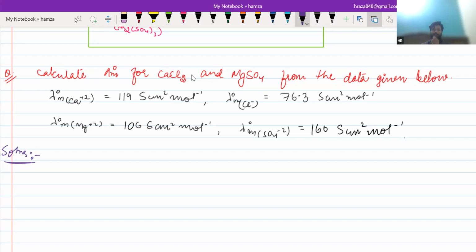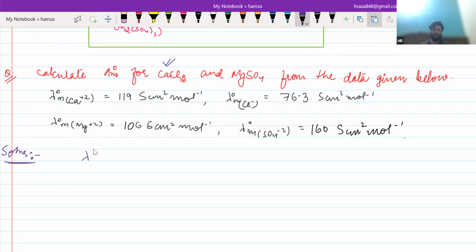Hamza and Sneha, we need to calculate lambda naught m for CaCl2 and lambda naught m for MgSO4. Can you do this or should I explain? Please let me know. Okay, now I'm going to do the first, you will do the second.